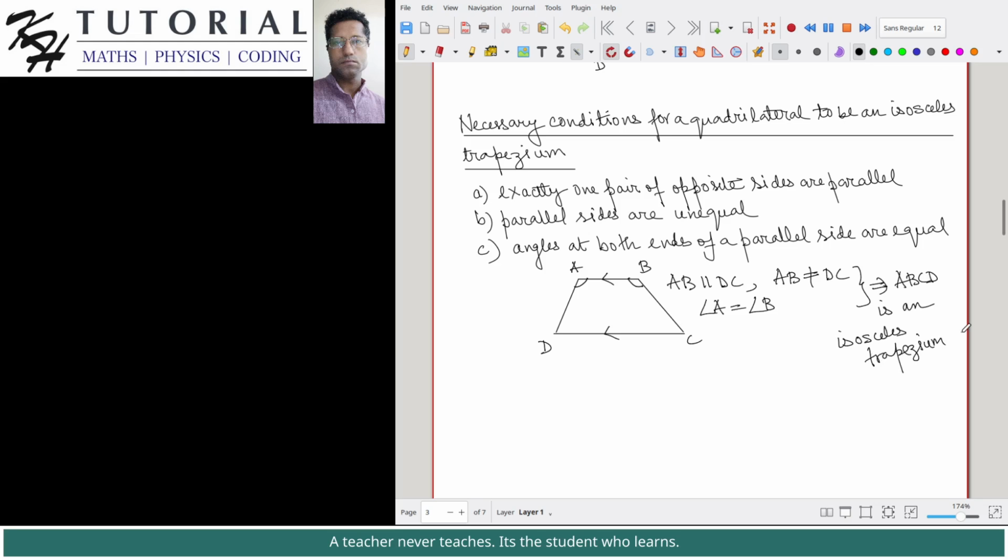Now, instead of the angles A and B, it could be the angles D and C also. If angle D is equal to angle C, then also we can say that ABCD will be an isosceles trapezium.